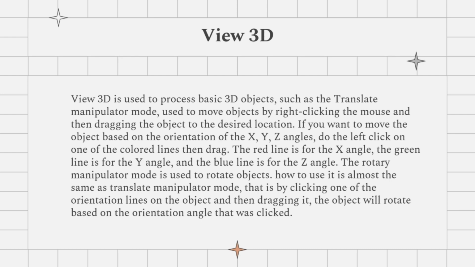The rotate manipulator mode is used to rotate objects. How to use it is almost the same as translate manipulator mode, that is, by clicking one of the orientation lines on the object and then dragging it, the object will rotate based on the orientation angle that was clicked.